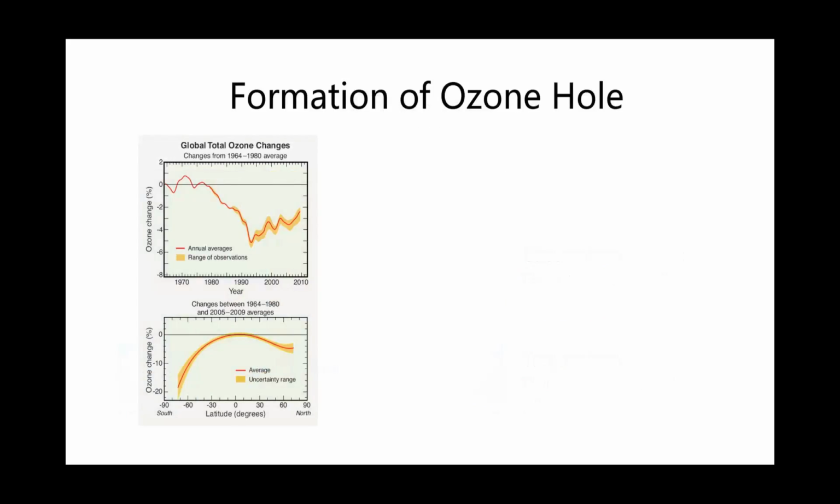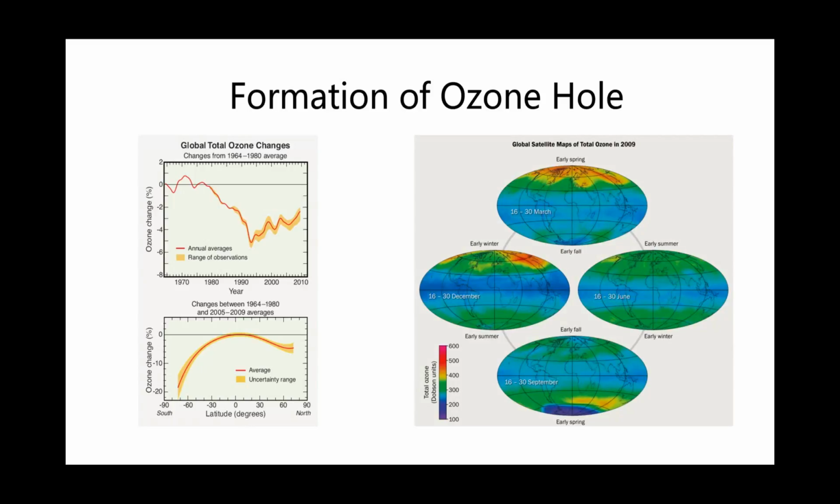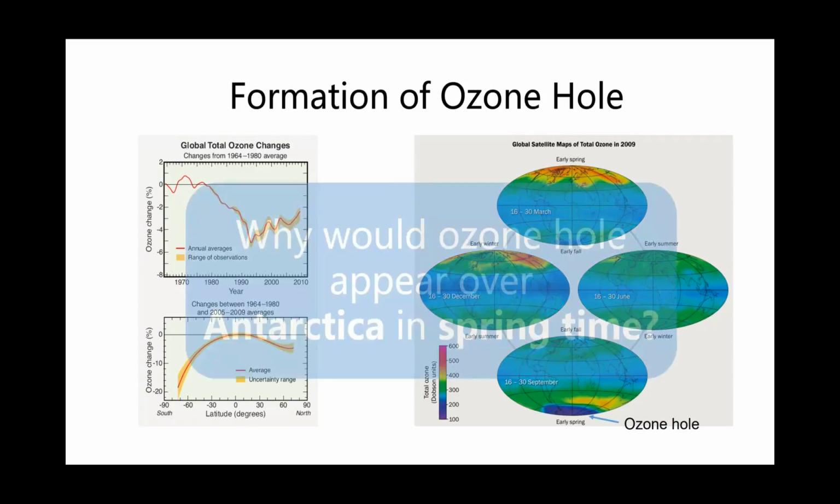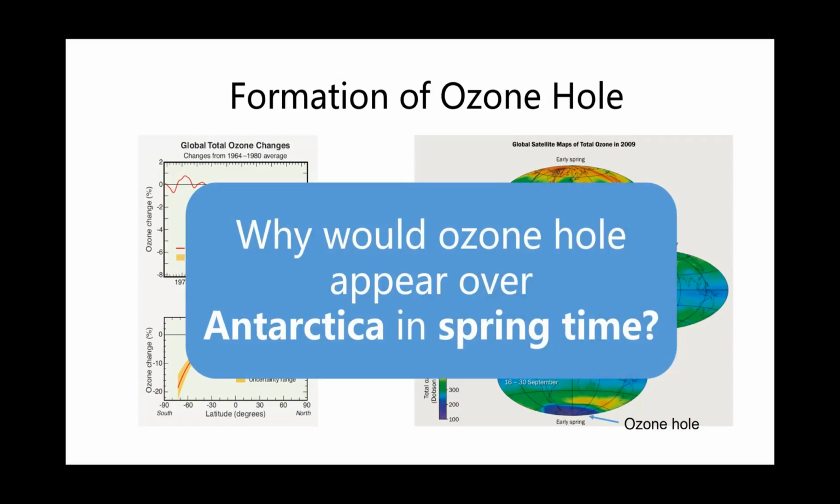However, this good ozone layer has gradually decreased since the 1970s because of human activity, and the ozone hole started to appear over Antarctica. If we look at the seasonal pattern of the global ozone distribution, we could find that the ozone hole is most significant during the early spring over Antarctica. So why would the ozone hole appear over Antarctica in the springtime?